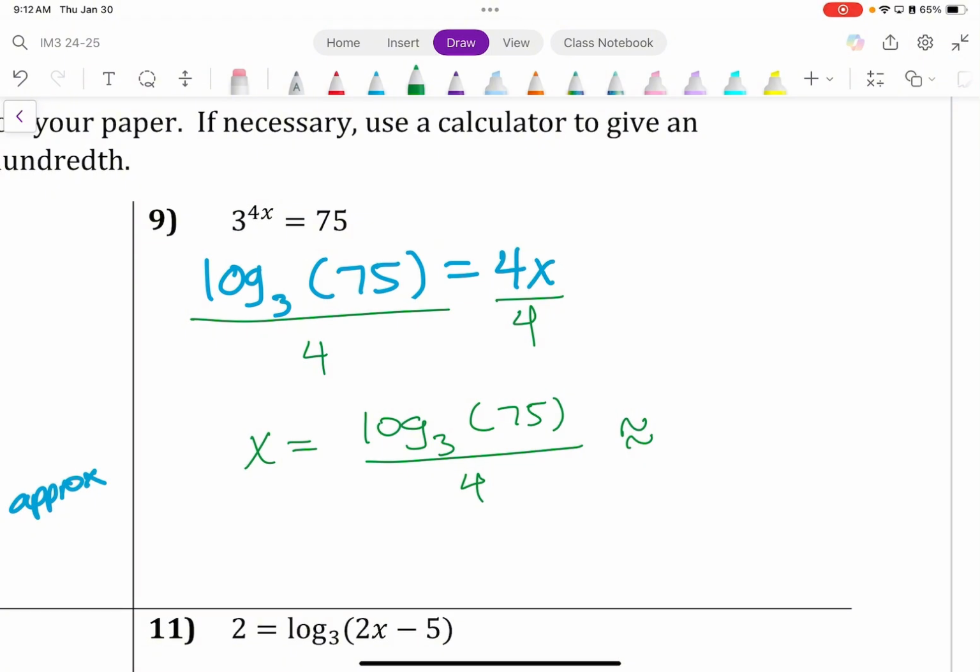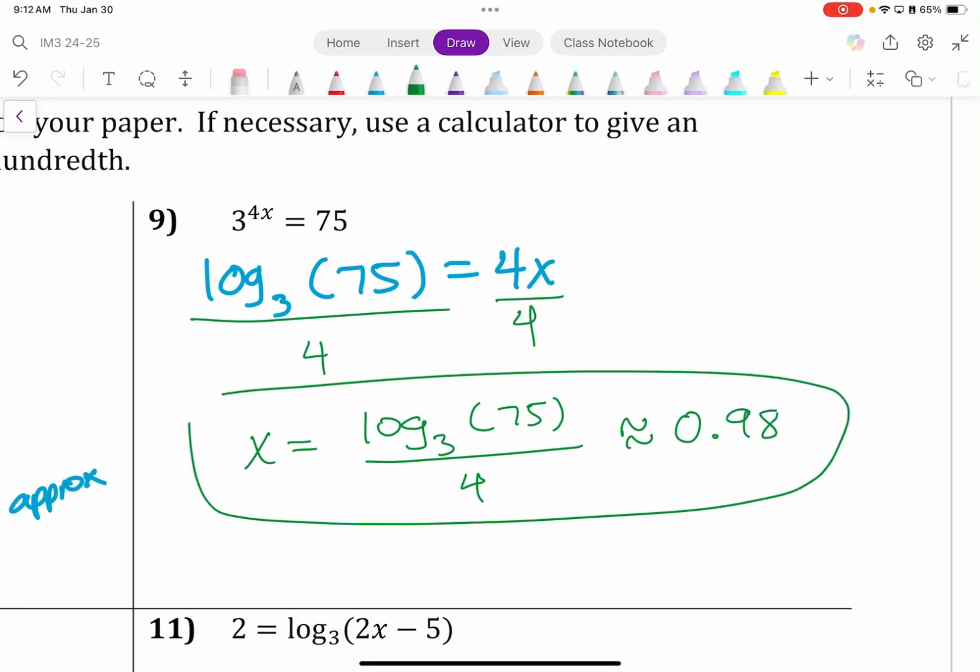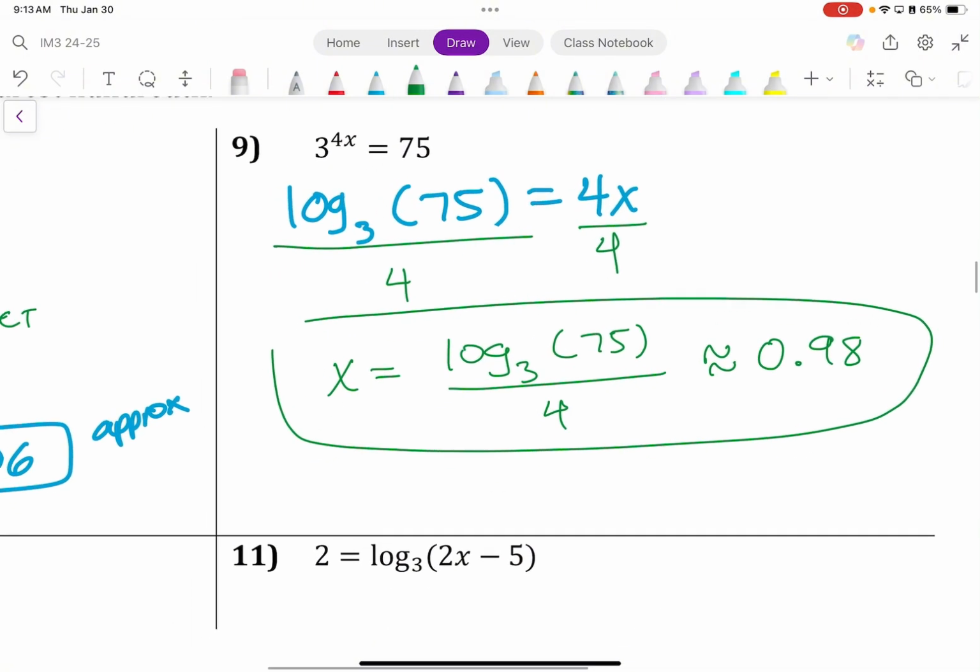Yeah, Aiden, go ahead. 0.98. Good. That is the approximate answer. 0.98. So remember that after the 8, you have a 2. Because that 2 is less than 5, we drop everything after the 8. All right.